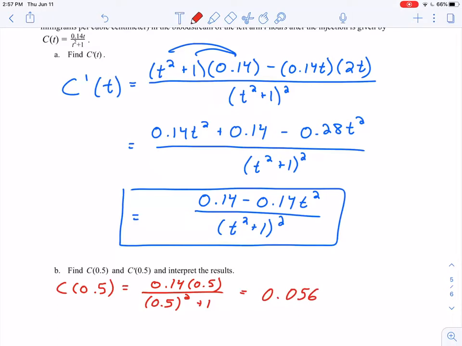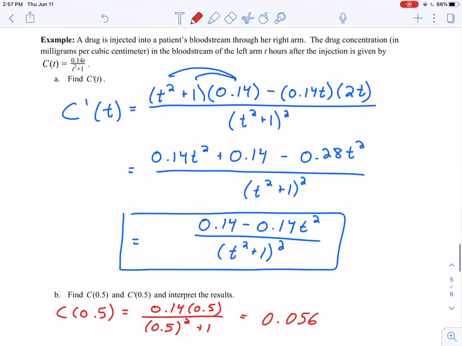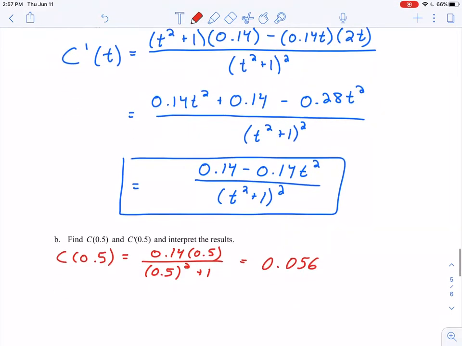0.056. So what does this represent? This is the drug concentration in milligrams per cubic centimeter in the bloodstream of the left arm t hours after injection. So this is telling me the drug concentration in the left arm. And this is telling me that 0.5, so half an hour after injection. So you can say 0.5 hours after injection, or you can say a half hour after the initial injection.